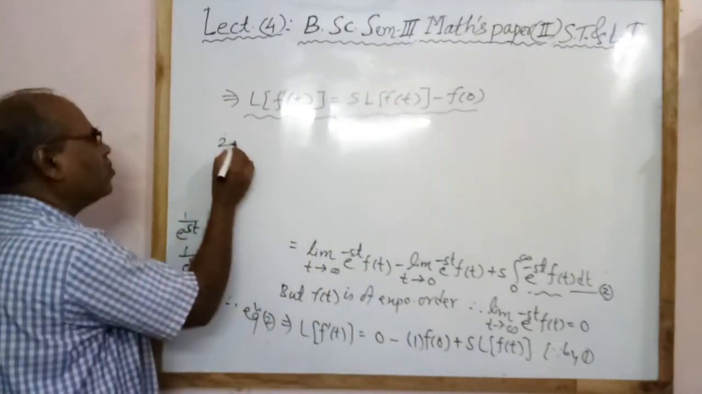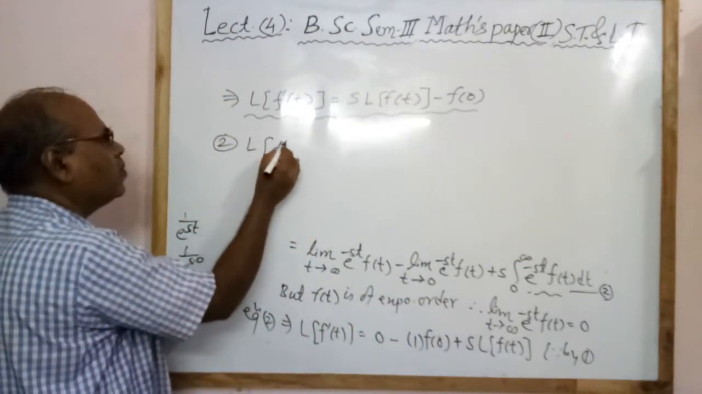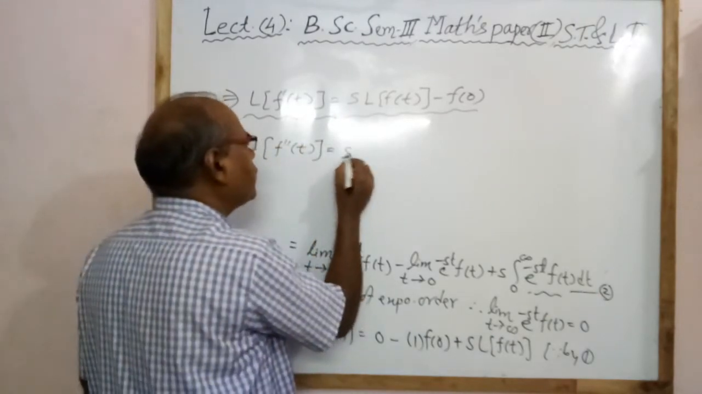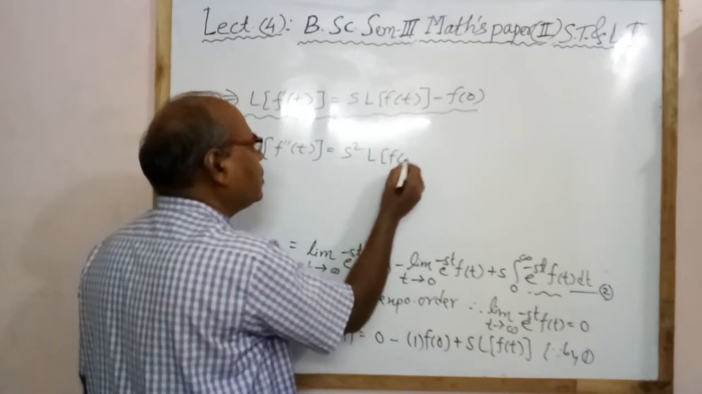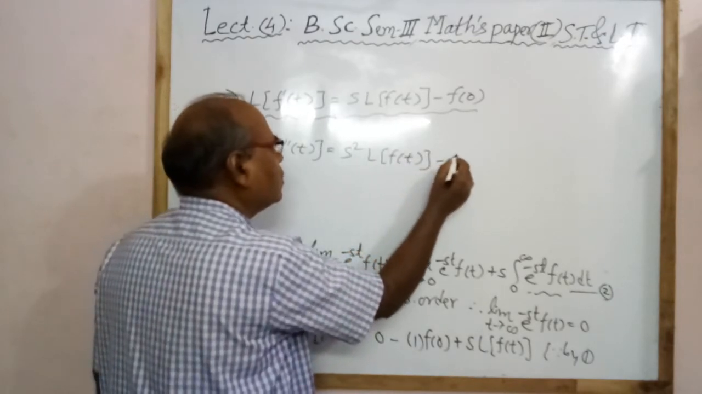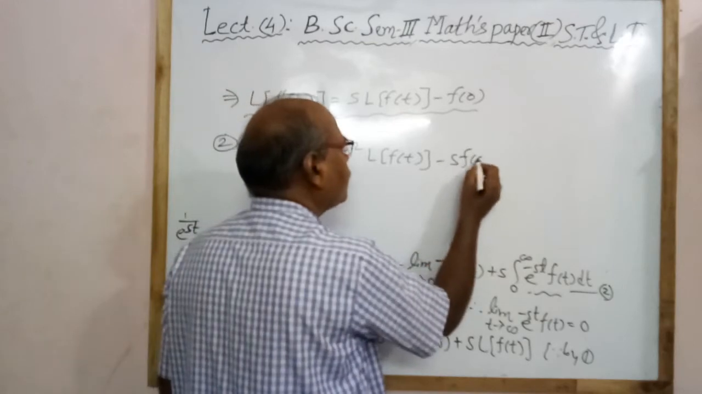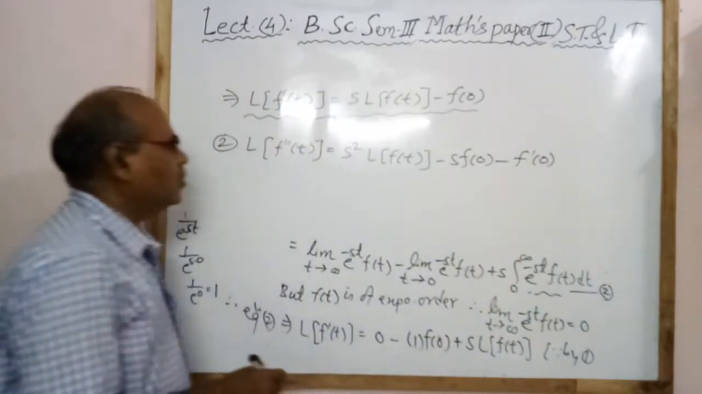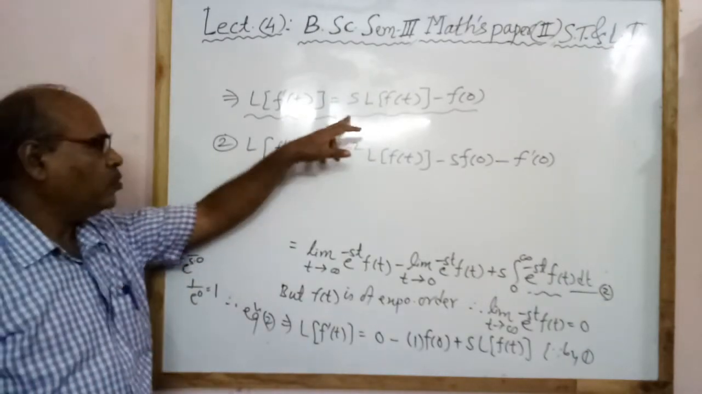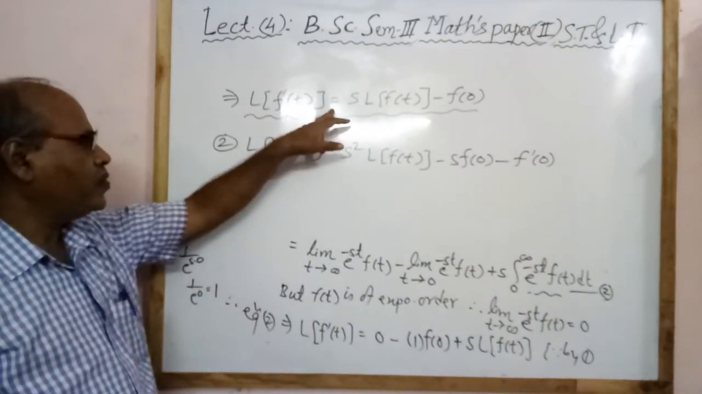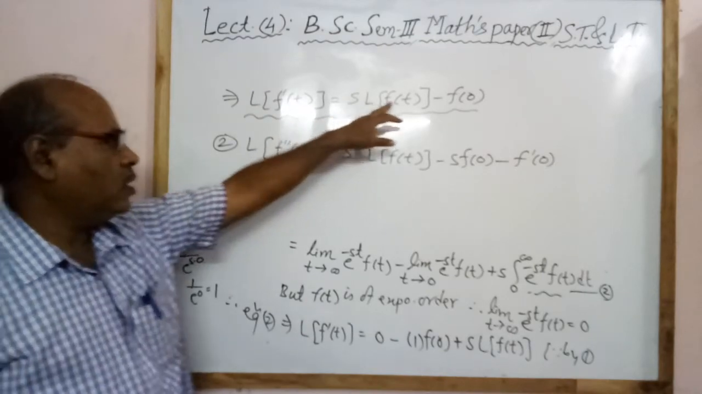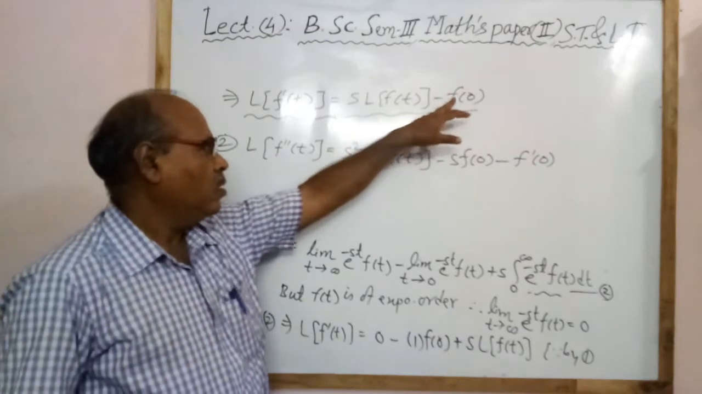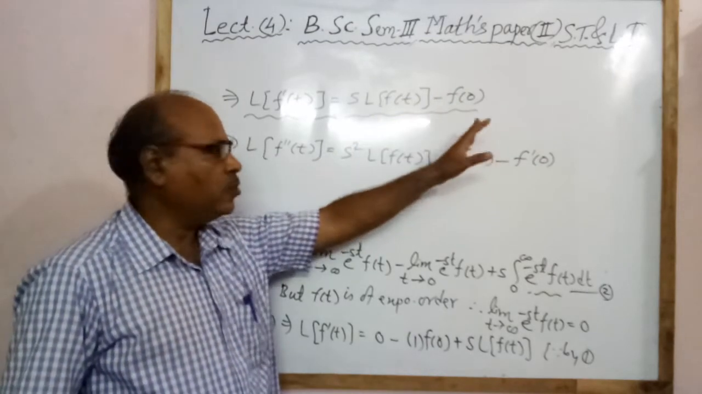Now second, we prove the formula: Laplace of f double dash of t is given by s square into Laplace of f of t minus s into f of 0 minus f dash of 0. That is, we can obtain this formula by using the first formula. Here the right hand side is multiplied by s, therefore here s square into Laplace of f of t minus s into f of 0, then the additional term is f dash of 0.